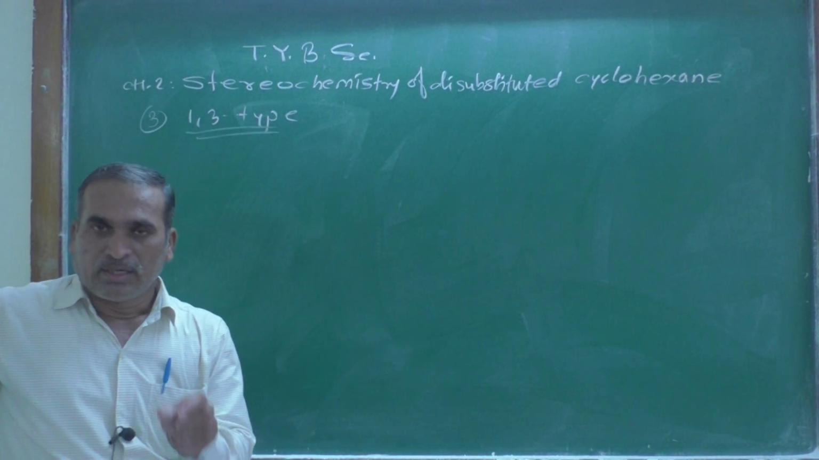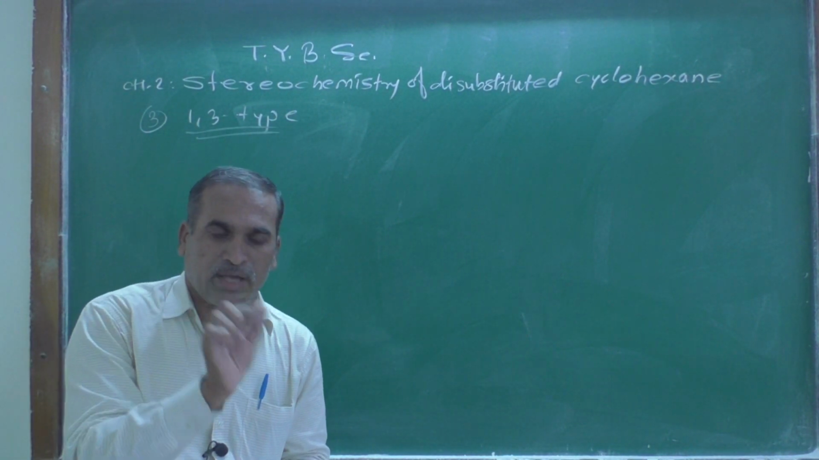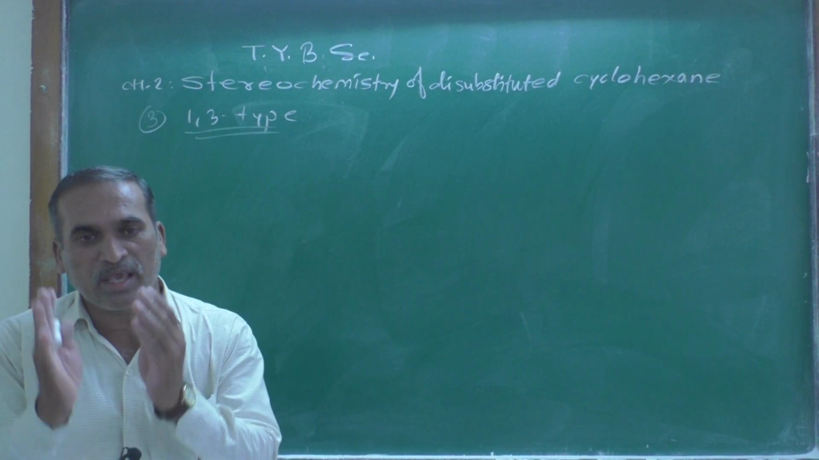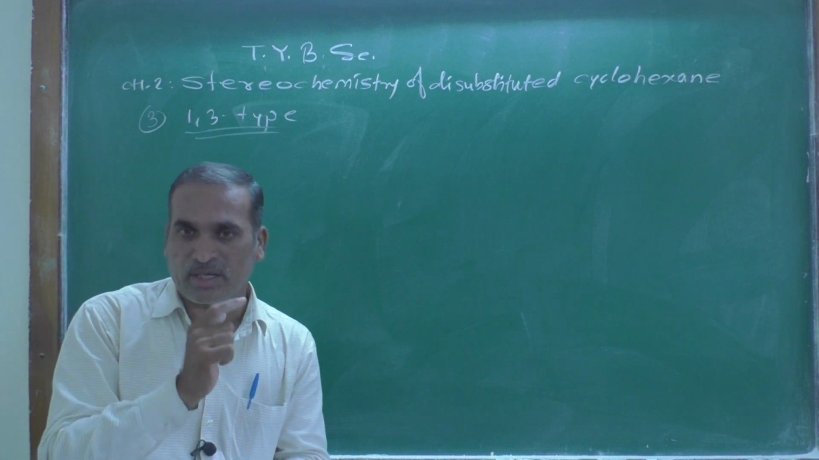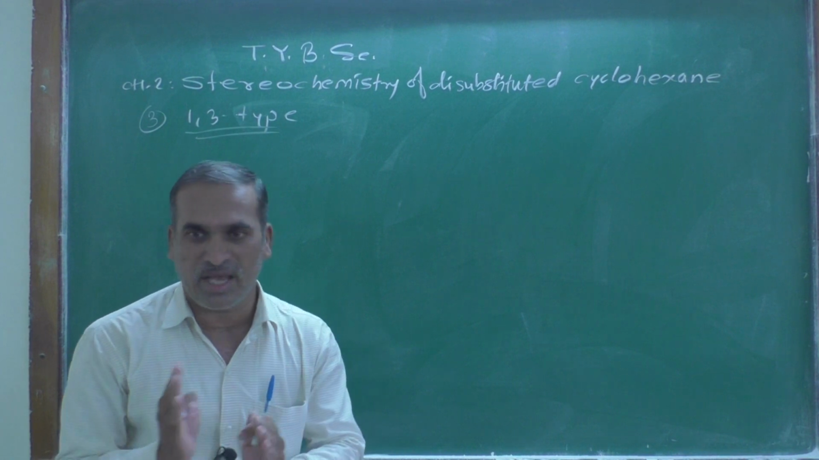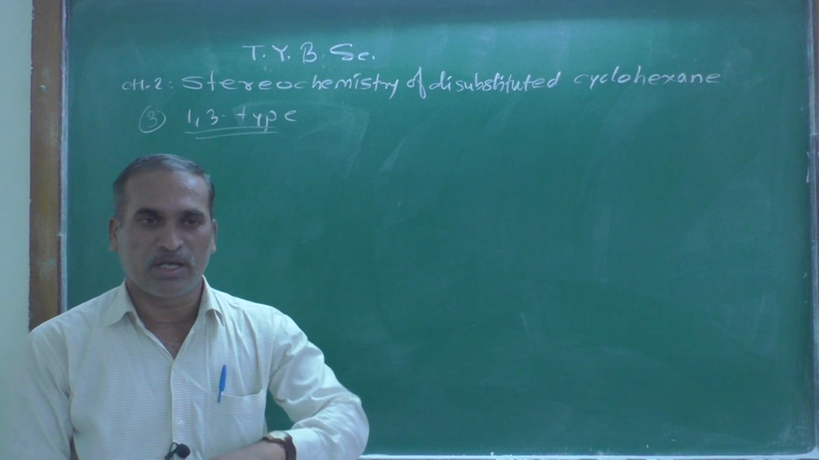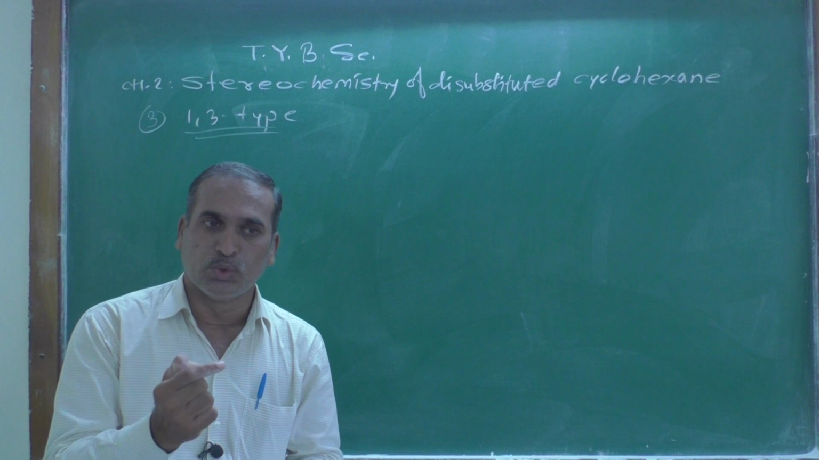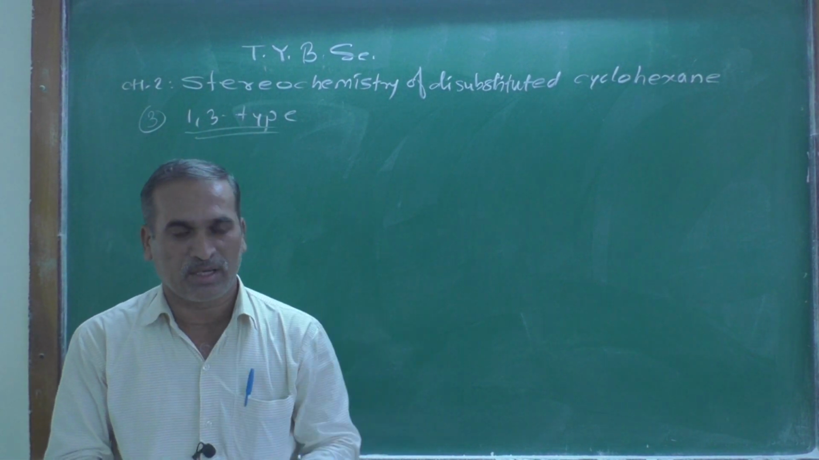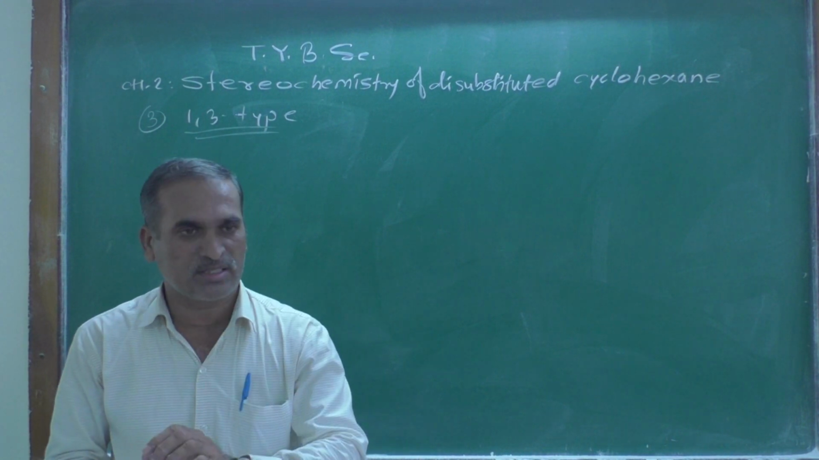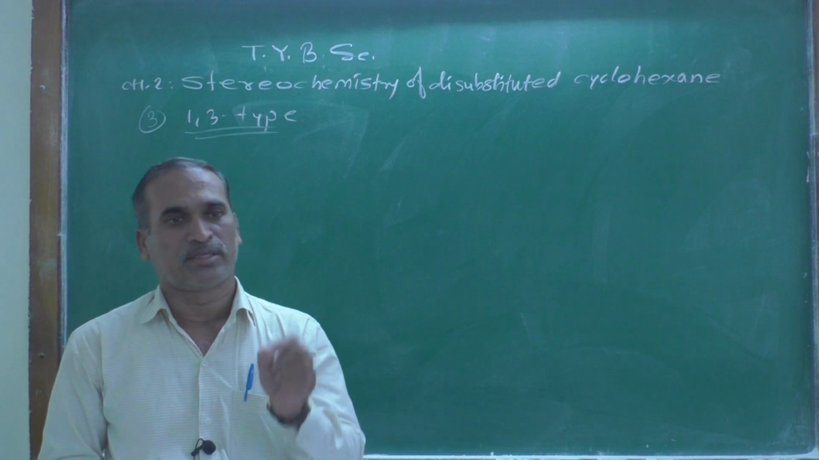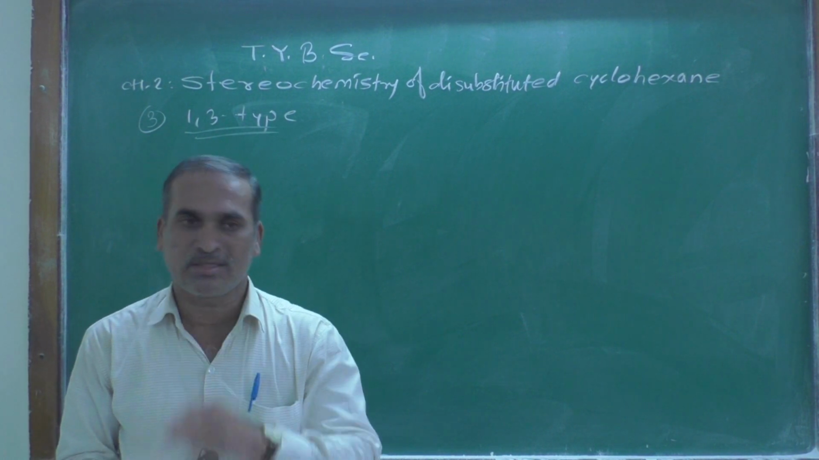Now, does this type show geometrical isomerism? Yes, it shows geometrical isomerism, like cis and trans. And similar to the 1,2 type, which also shows two geometrical isomers, cis and trans, similarly the 1,3 type also exhibits the cis and trans isomer.